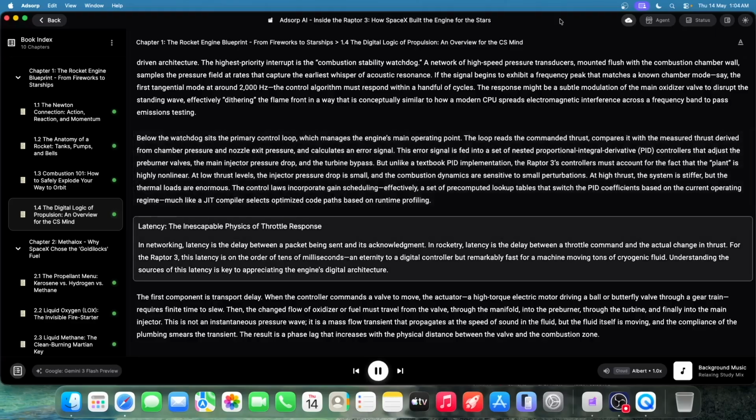And latency, the inescapable physics of throttle response, is much like latency in networking. Latency is the delay between a packet being sent and its acknowledgement. In rocketry, latency is the delay between a throttle command and the actual change in thrust. For the Raptor 3, this latency is on the order of tens of milliseconds, an eternity to a digital controller, but remarkably fast for a machine moving tons of cryogenic fluid. Understanding the sources of this latency is key to appreciating the engine's digital architecture.